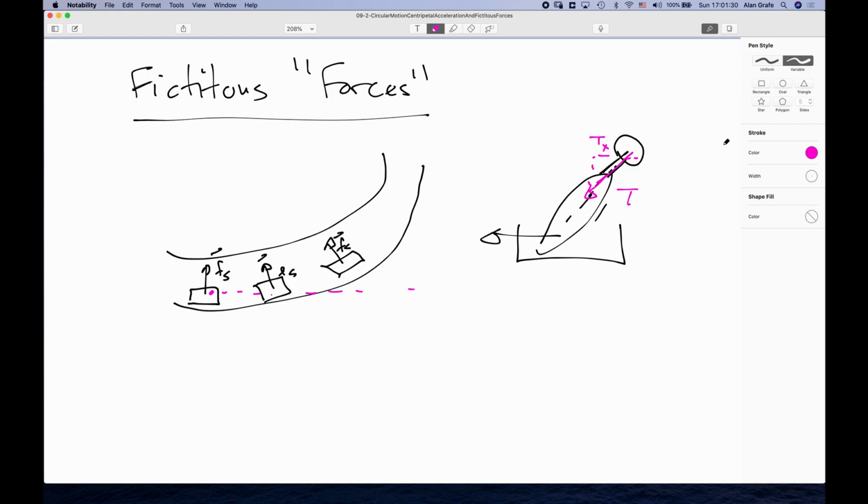All right, in the next video series, we will take a look at Newton's law of universal gravitation and start to make things orbit.